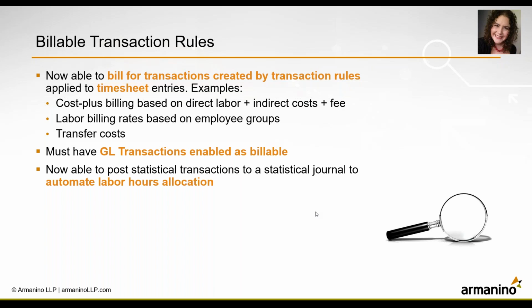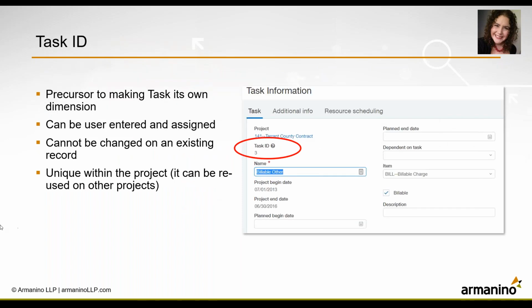And the other exciting update is that with statistical transactions, you can now have transaction rules post to a statistical journal to automate the labor hours allocation. So when you're doing a transaction rule for a statistical journal, you can just select a statistical journal instead of a regular journal type to which you want the transactions to post. And then you can have that be automated as well. So for anybody that's manually posting these allocations, and especially those labor billing rates, that can be very exciting.